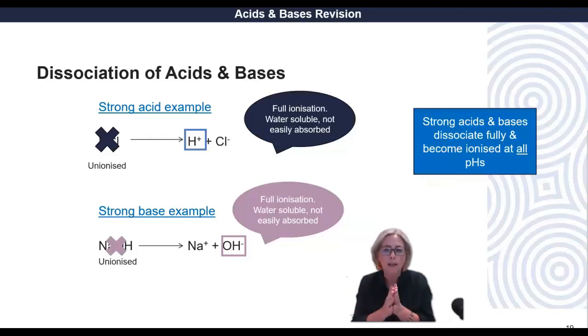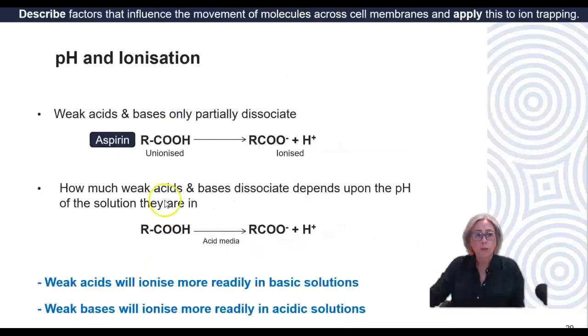So for this, what I want you to remember is that strong acids and bases dissociate fully and become ionized at all pHs. On the other hand, weak acids and weak bases only partially dissociate. So here I've given you the example of aspirin, and aspirin is a weak acid. We have it here in its unionized form.